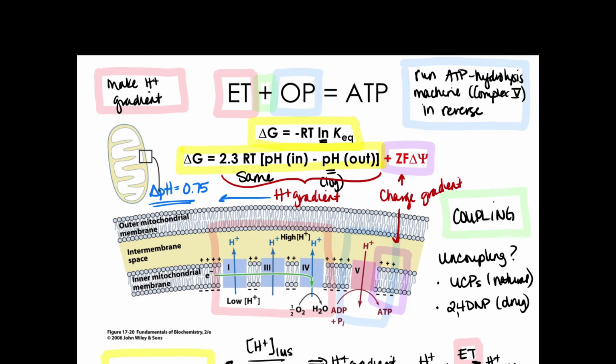And so a couple of the things that we're going to highlight here are just a few of the other things that are on the slide. Remember, electron transport, the purpose is to make a proton gradient. Oxidative phosphorylation, the purpose is that we use this proton gradient to run an ATP hydrolysis machine in reverse, and that's how we're going to make ATP.